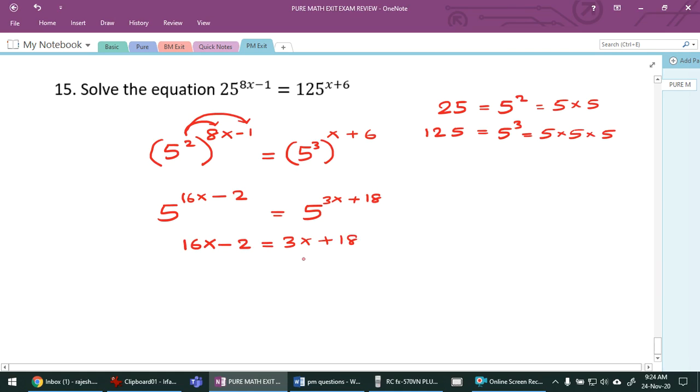Now I have to bring all the x to one side. So 16x is here, then 3x will come to the left. It will become minus 3x. Equal to 18 is already here. Minus 2 will come to the right side. It will become plus 2. So 16 minus 3 is 13x equal to 18 plus 2, 20. So what is x now? 20 divided by 13.